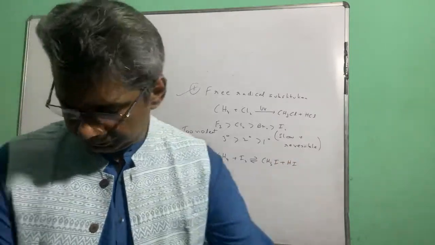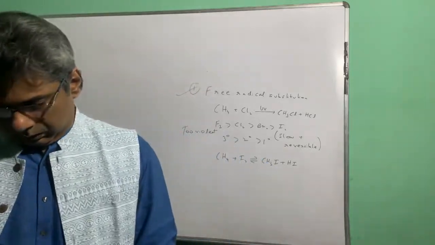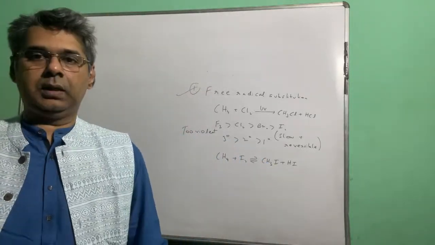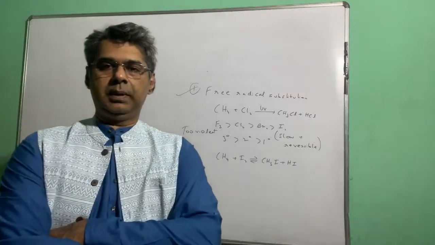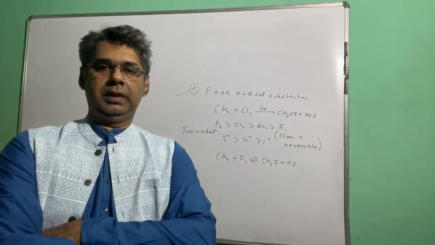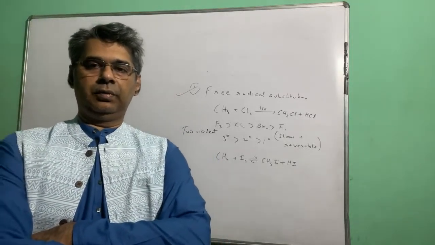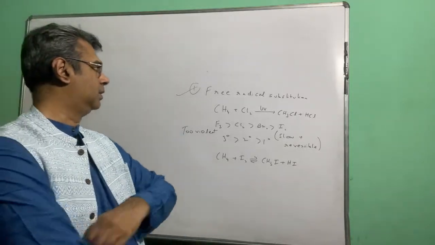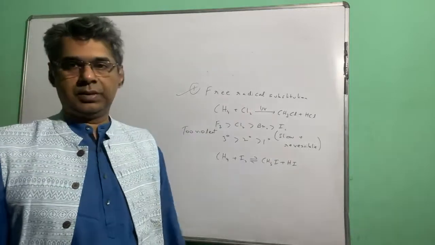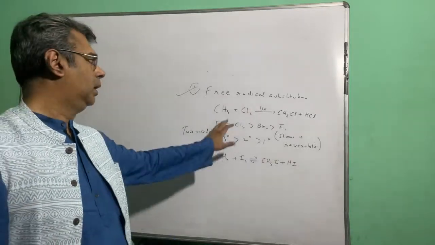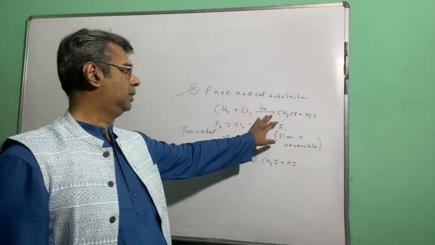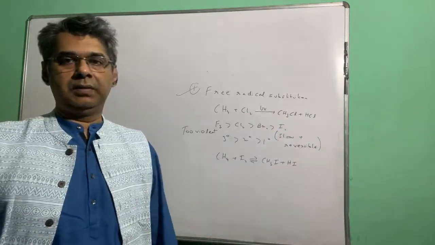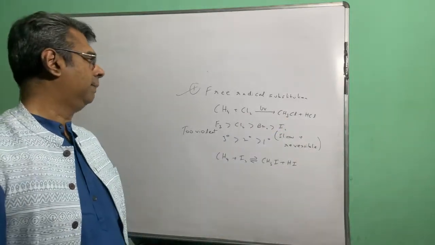Okay. These are some basic things we need to quickly look at before we discuss the formal mechanism. Free radical substitution is the mechanism. Now CH4 plus Cl2 in presence of UV light, it is giving CH3Cl plus HCl.